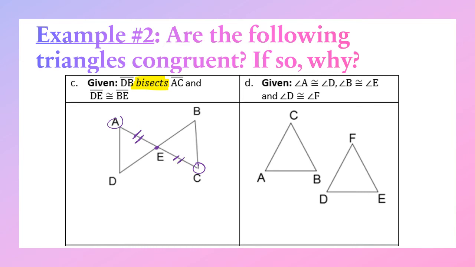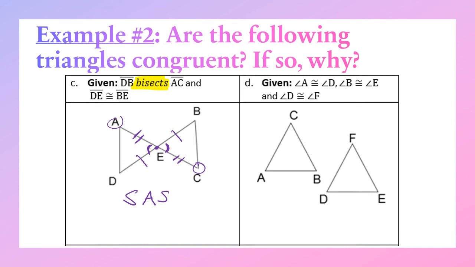My problem also tells me that DE and BE are congruent. So now I have two sets of congruent sides. I either need a third side or I need a set of angles. So looking at this picture, if you are thinking back to example number 1, this is a classic example of vertical angles. So if I look at this picture, I have a set of vertical angles that are congruent. So I have two sets of congruent sides and the included angle, which is side, angle, side.